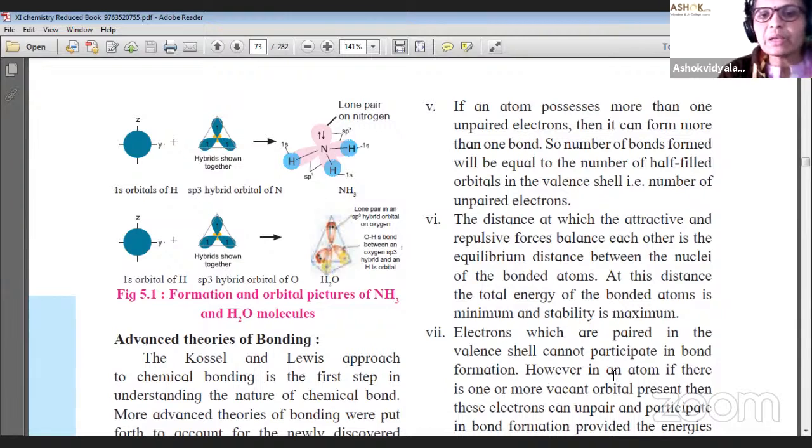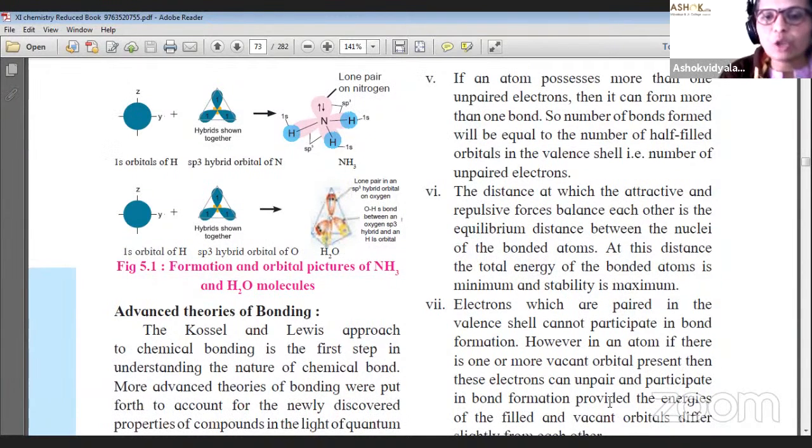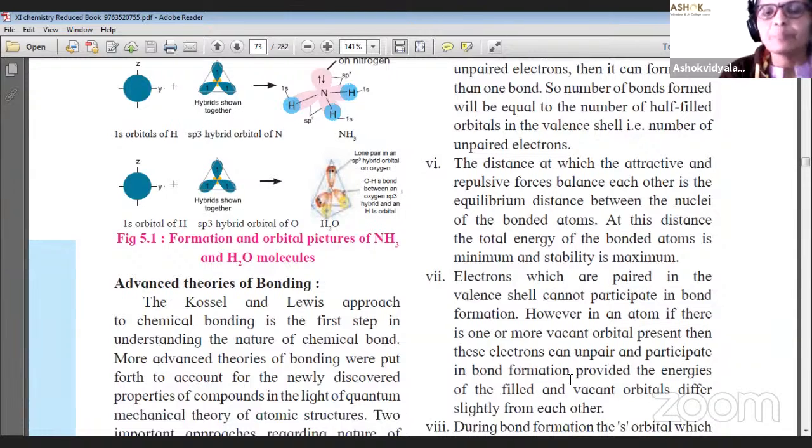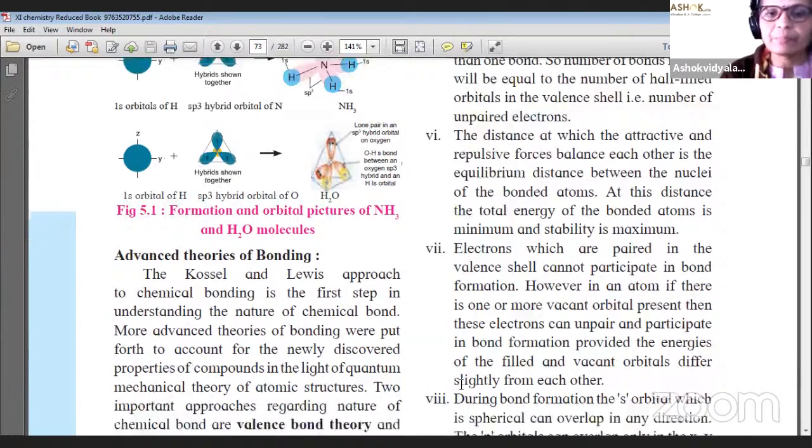However, in an atom, if one or more vacant orbitals are present, then these electrons can be unpaired, or they are forced to form the bond by unpairing those paired electrons, and they can participate in the formation of bond, provided that the energy of these electrons is similar, or they differ from each other only slightly.